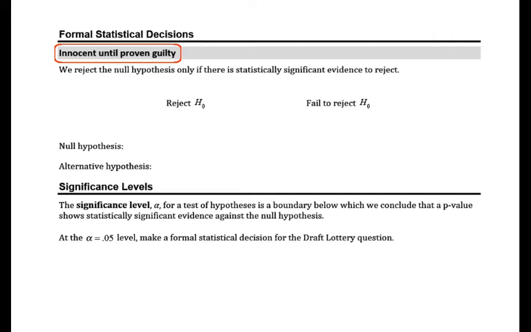If we say that someone is innocent until proven guilty, that means the null hypothesis is that the person is innocent. The alternative hypothesis is guilty or not innocent. So we want to think about rejecting the null hypothesis as being the idea that the null hypothesis is that the person is innocent. If we reject that, that means we are finding them guilty. So to reject the null hypothesis means to find guilty.